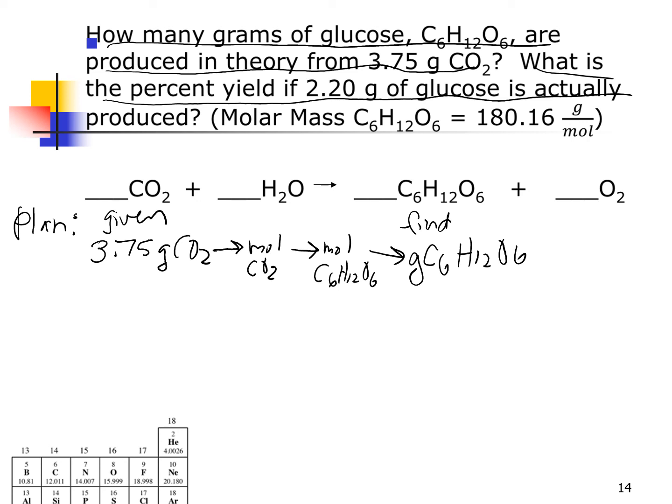So again, grams to moles, we use molar mass of CO2. Moles of one compound to moles of another one, we use the coefficient in our balanced equation. And then moles of glucose to grams of glucose, we use the molar mass, which is given to us in the problem.